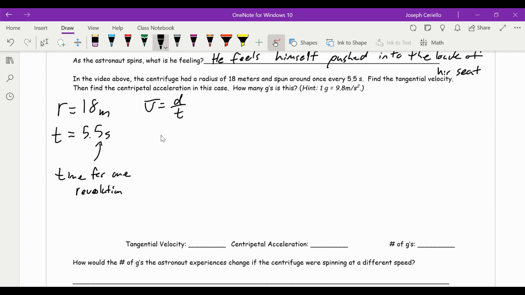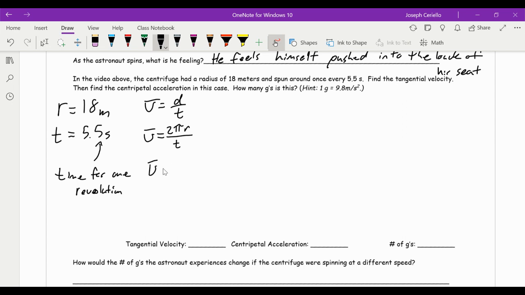Now, this object is moving in a circle. So think for a moment, what's the distance around a circle called? We've done this before. This is the circumference. And the time it took to go around the circle was 5.5 seconds. Actually, I'm just not even going to put the time in yet. So again, speed is distance over time. If you go around a circle once in 5.5 seconds, the distance you traveled is the circumference, while the time is how long it took you to go around that one time.